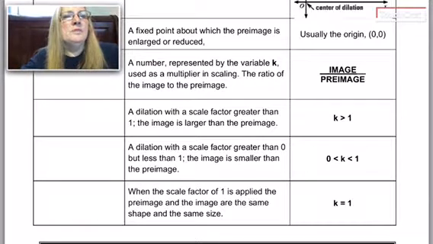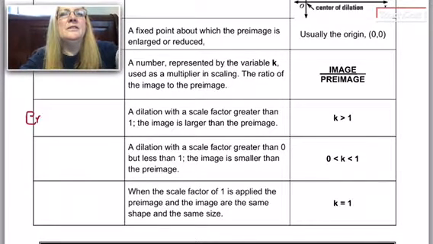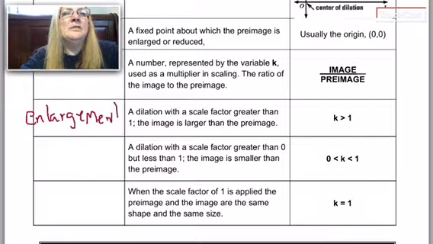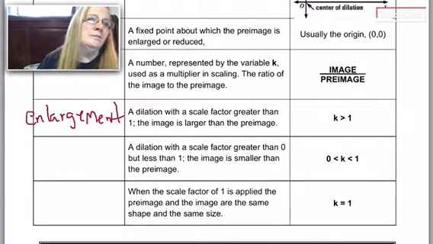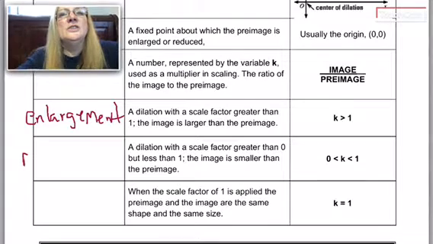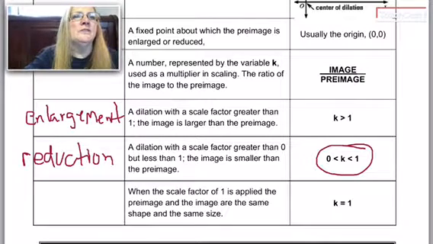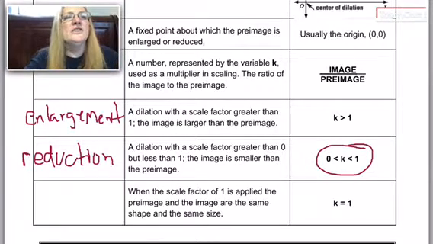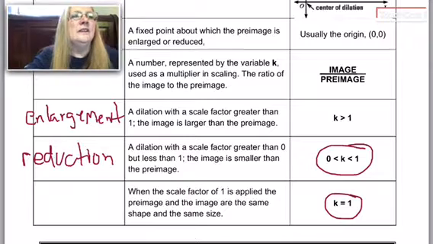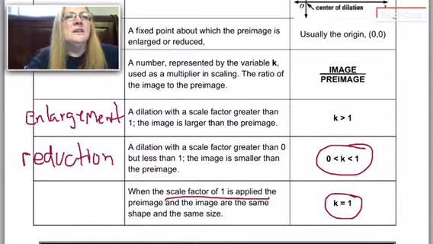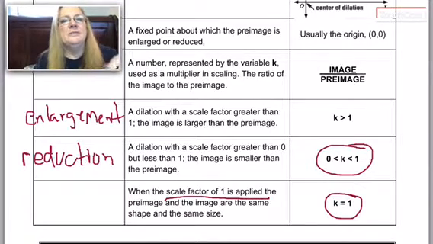So an enlargement is going to happen when our scale factor is bigger than 1. And a reduction is going to happen when our scale factor is a fraction between 0 and 1. And then the image does not change at all if the scale factor is 1. When the scale factor is 1, it doesn't change the shape or the size. It's the same figure.